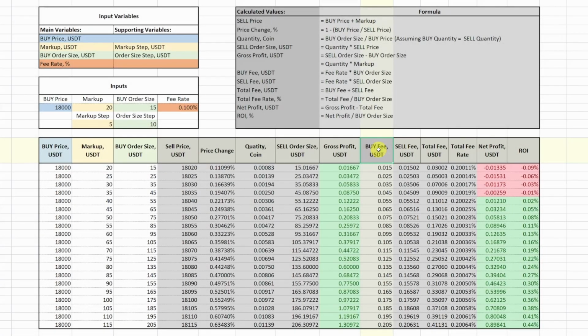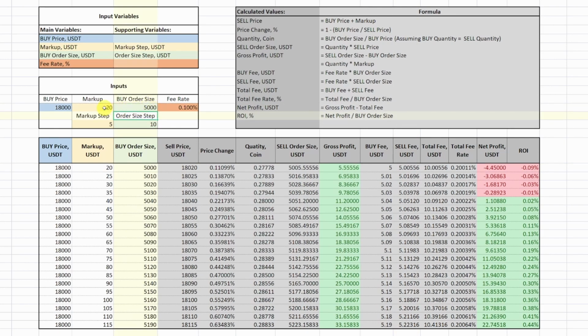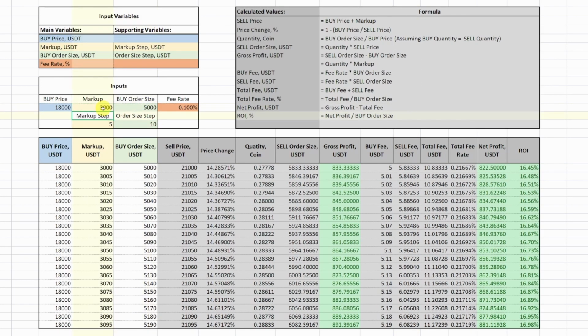The buy fee is charged on the buy order size, and the sell fee is charged on the sell order size. Now, potentially for huge order sizes and huge markups, the amount of sell and buy fees will be quite different, even though the rate stays the same. That is why I have different columns for each, and also a total fee column in USDT. For the same reason, I have also added a total fee rate, which is the total fees paid as a percentage of the buy order size.